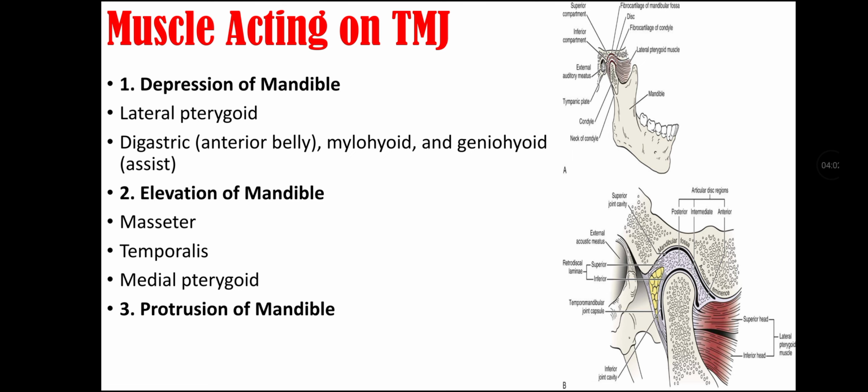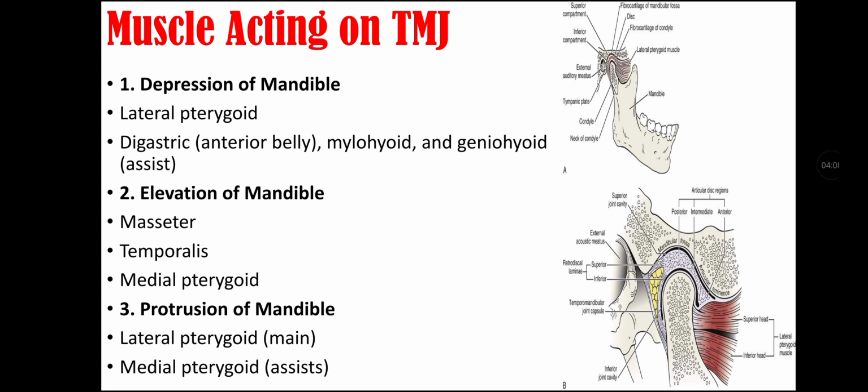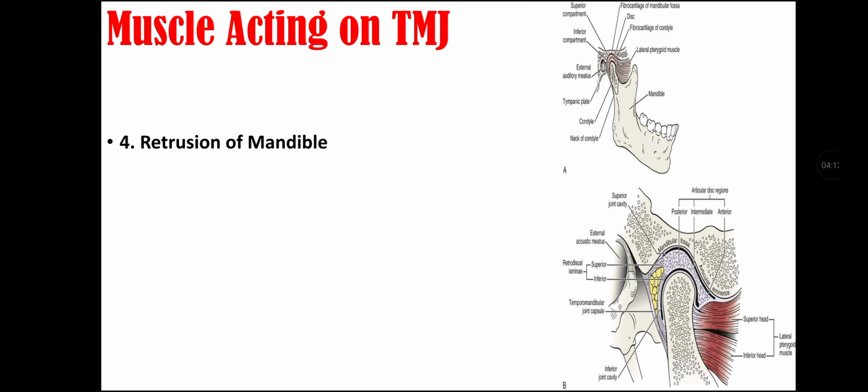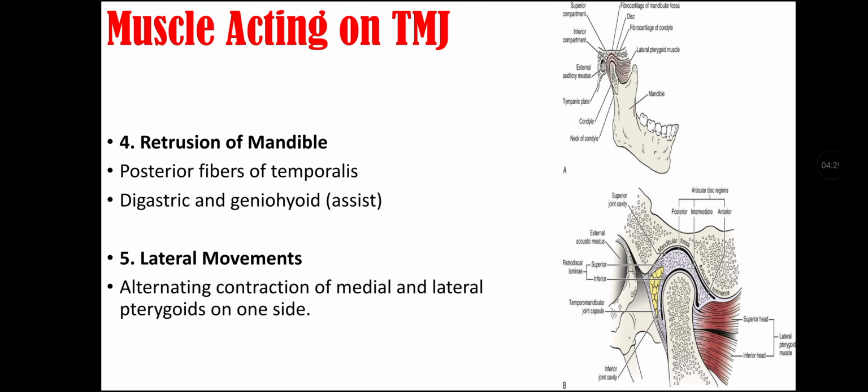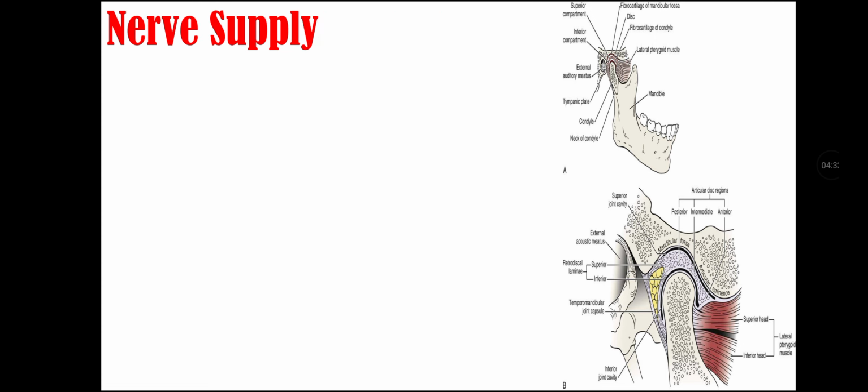Third is during protrusion of mandible. The main muscle that helps during protrusion of mandible is lateral pterygoid muscle, and the muscle that assists in protrusion of mandible is medial pterygoid muscle. Muscles that act on TMJ during retrusion of mandible include posterior fibers of temporalis, and digastric and geniohyoid muscle assist in retrusion of mandible. Then there are muscles that act on TMJ during lateral movements. They include alternating contraction of medial and lateral pterygoid muscles on one side.